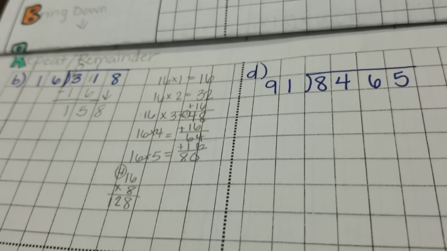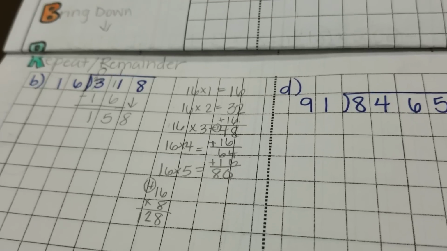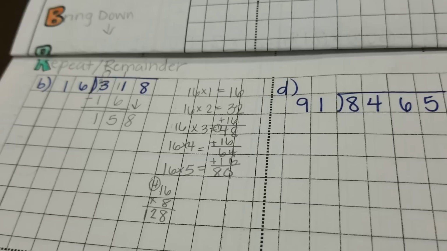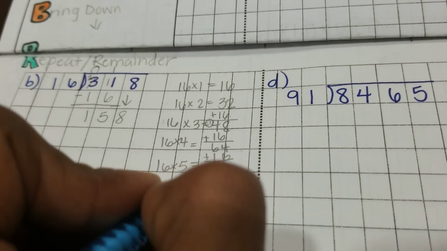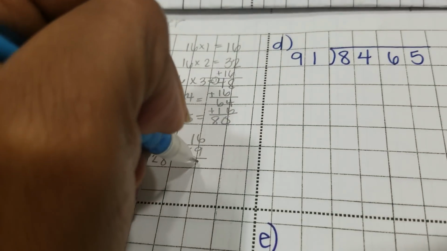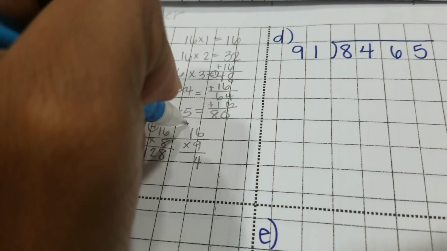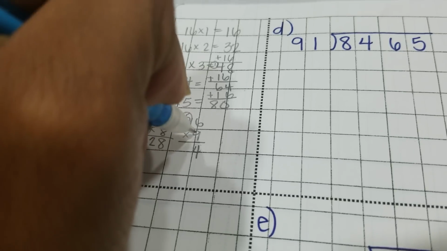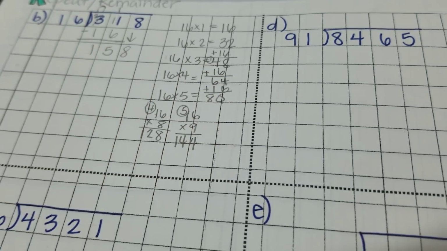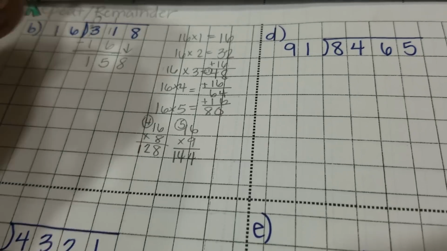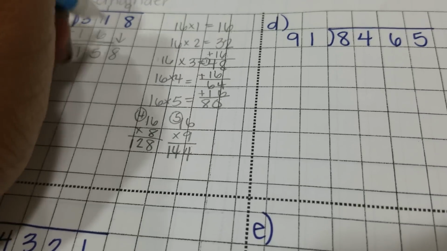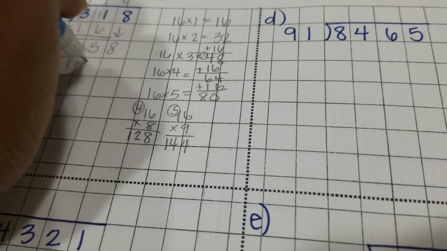Remember, once we subtract, we cannot have a number here that's bigger than our divisor. So let's go up one more. 16 times 9. 6 times 9 is 54. Carry your 5. 9 times 1 is 9, plus 5 is 14. Okay, so let's try 9. We can't get any bigger than 9. We just said that 9 times 16 was 144.